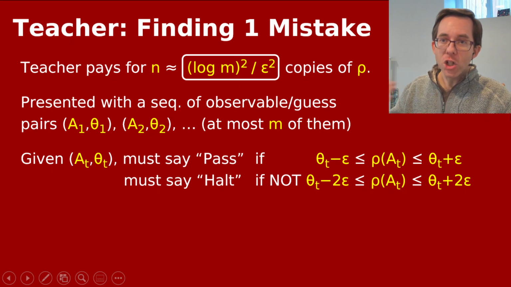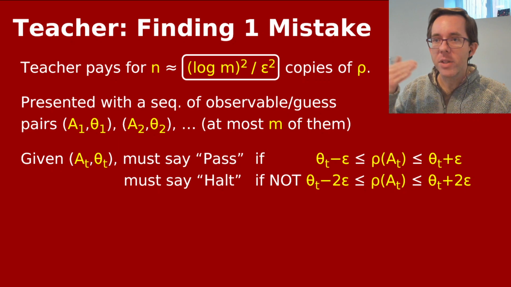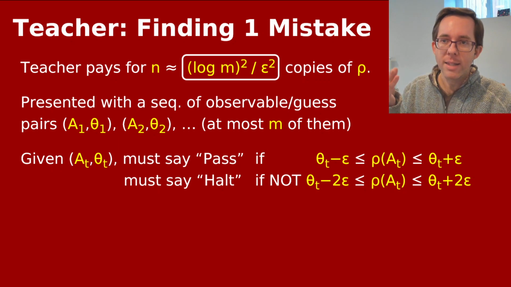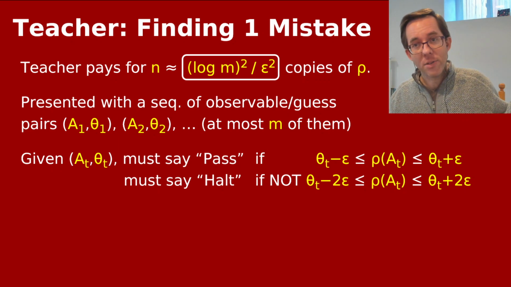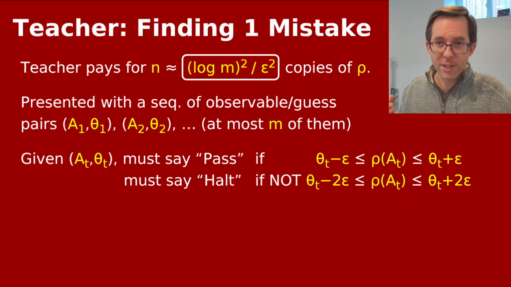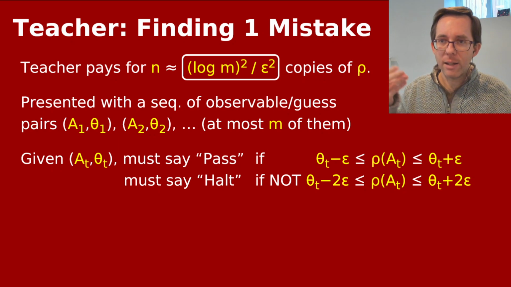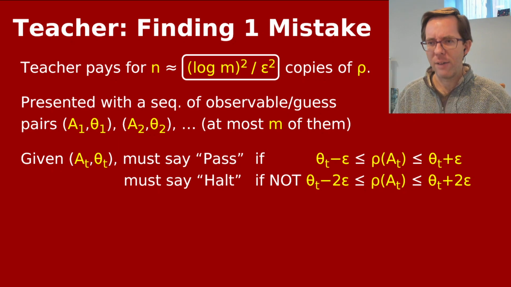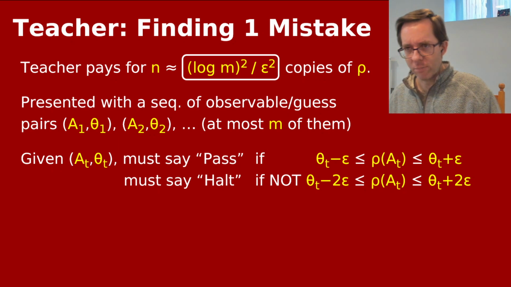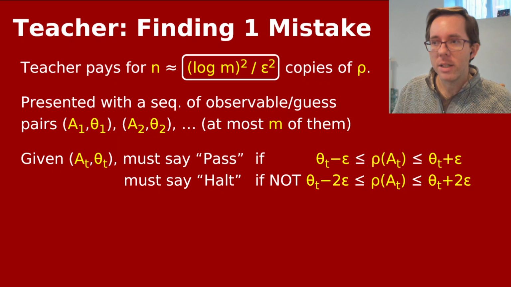And then the teacher, from the teacher's point of view, is presented with a sequence of pairs, observable pairs, A_i, and guess pairs, theta_i. The guess values are coming from the student algorithm, and the A_i's are coming from the adversary. And there's going to be at most m of them. And this is the teacher properties right here.